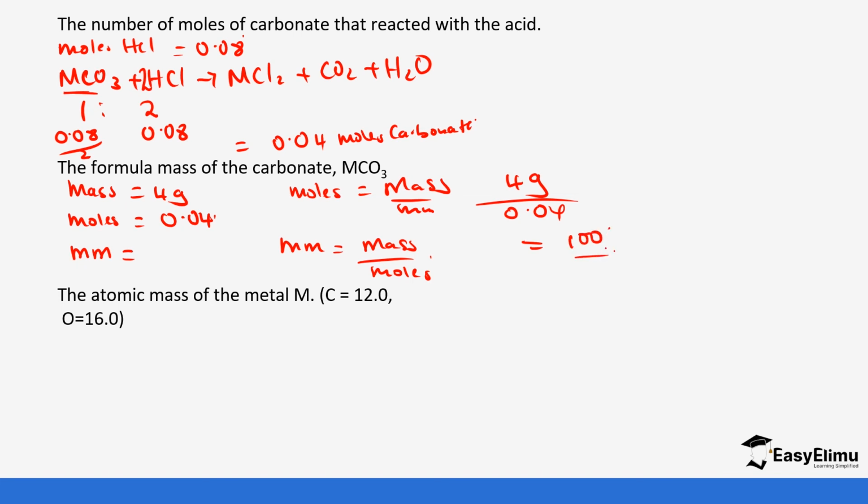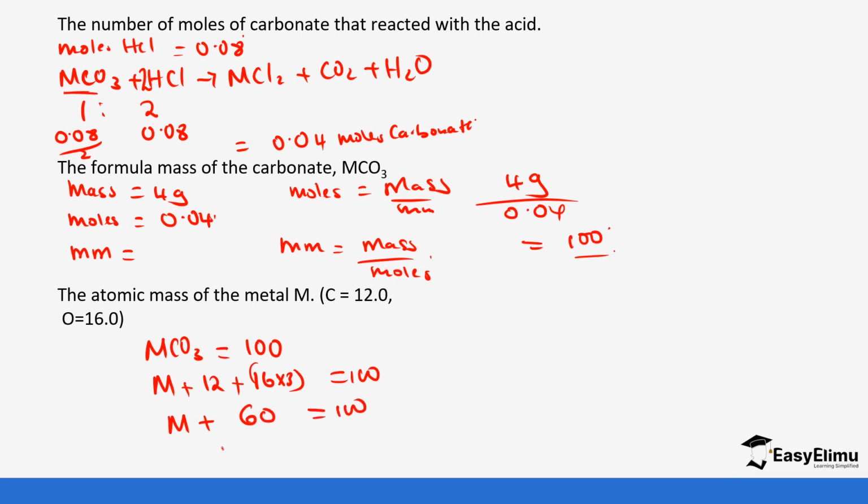So the atomic mass of M, so we have M carbonate. If you add the atomic masses of each, you're going to get 100. M we don't have, but we have carbon, which is 12. We have oxygen, which is 16 times 3, because there are 3, equals 100. So this is 48 plus 12, which gives us 60. So M plus 60 is equal to 100. So M is equal to 100 minus 60, which is 40. So I hope you have seen how we have calculated that.